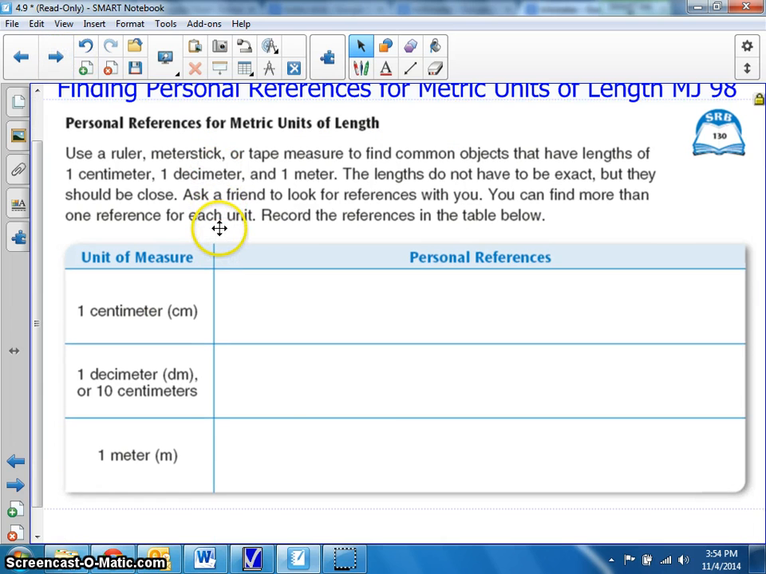Around your house, I want you to look and say, what are things around your house that are about 1 centimeter long? And then you might want to go measure it. What are things that are 1 decimeter, or 10 centimeters, long? Can you find anything that is about a meter? Can you pause it and keep trying to find some things?